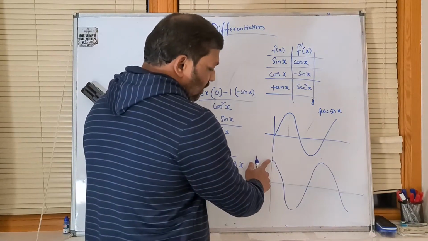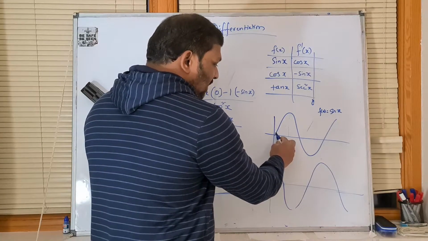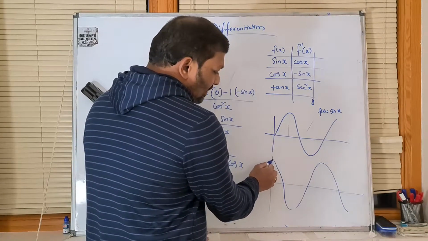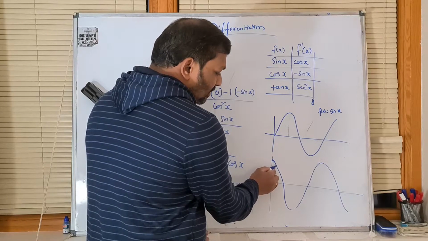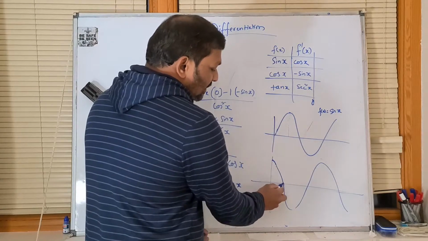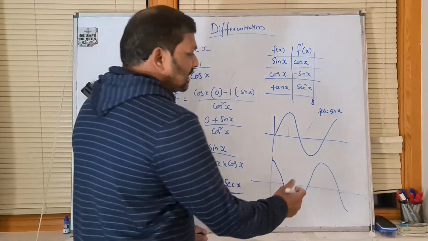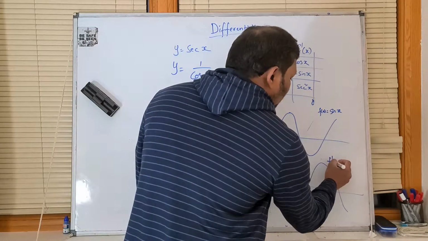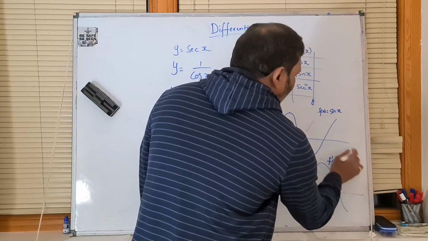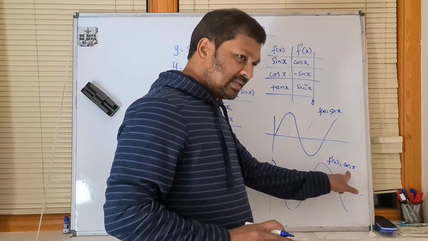Cos 0 is 1, cos 90 is 0. Here the rate of change is very fast, so that is why it started with a high value, high slope. Here the rate of change has become 0, that is why the cos has reached 0 here. This is f dash x, which is cos x. This is f of x, the original function, which is sin x.